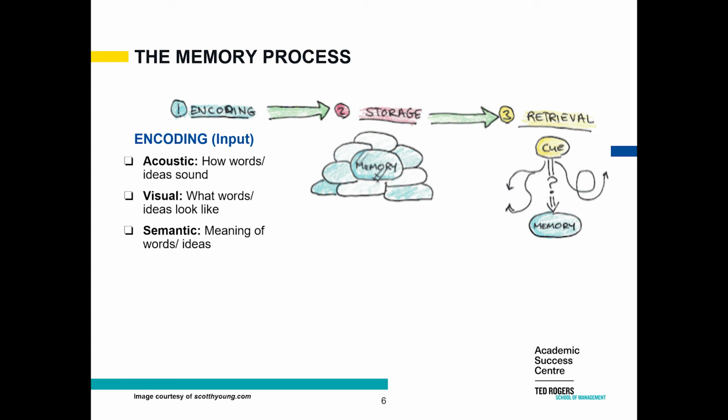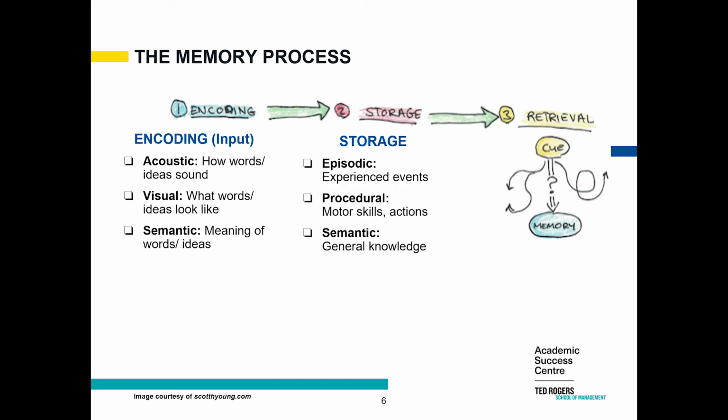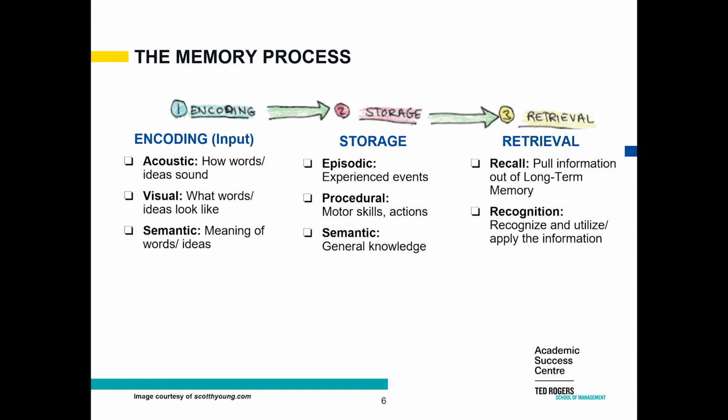The storage stage of the memory process may be episodic, which relates to events or things that we've experienced. It may also be procedural, referring to motor skills and actions. Storage can also be semantic, which relates to general knowledge. Finally, retrieval is our ability to find or recall that information whenever we need to remember it, such as when taking a test. The more senses we involve when we study, the greater our ability to remember.